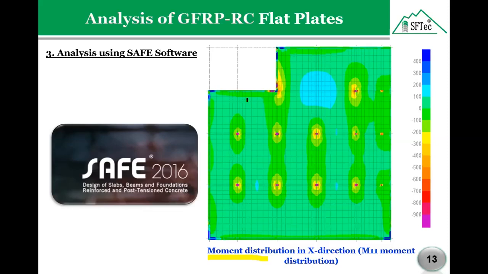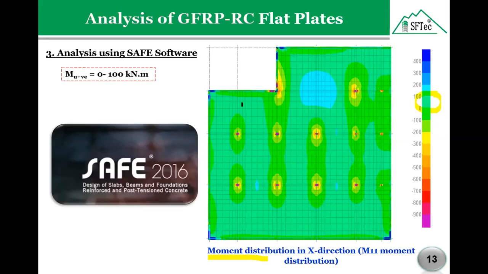So as we see here, this color, which is the most common one, is ranging from 0 to 100. And actually this color represents the positive moments in the middle strips. Here we have the column, and here also we have the column. This moment here is the negative moment over our columns.